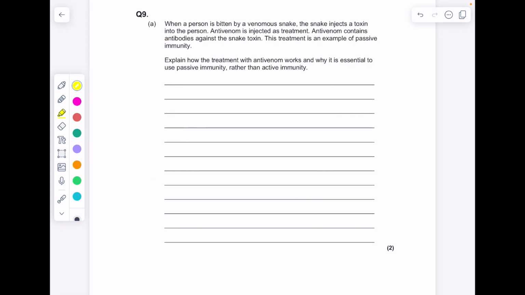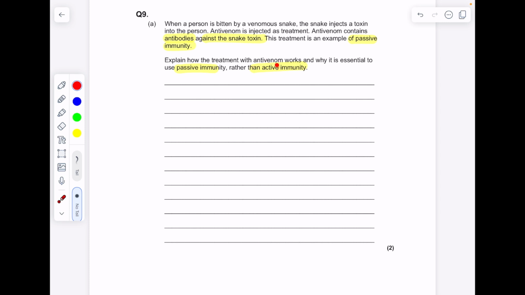When a person is bitten by a venomous snake, the snake injects a toxin into the person. Antivenom is injected as treatment. Antivenom contains antibodies against the snake toxin. This treatment is an example of passive immunity. Explain how the treatment with antivenom works and why it is essential to use passive immunity rather than active immunity.